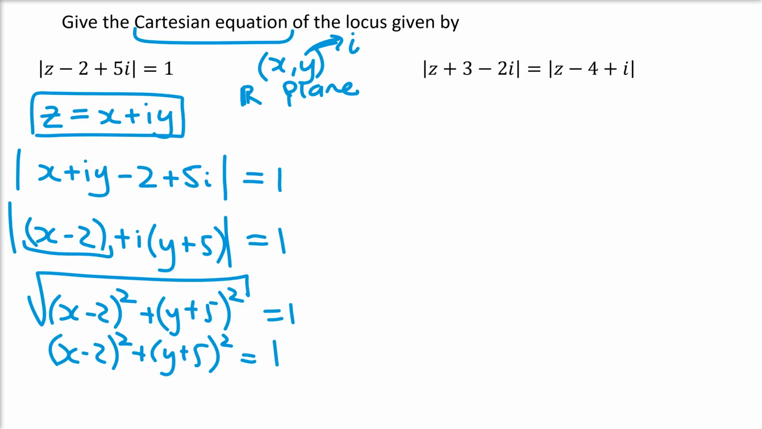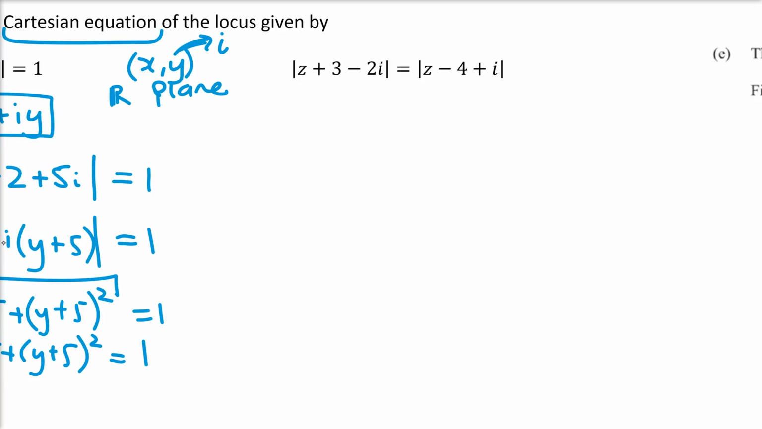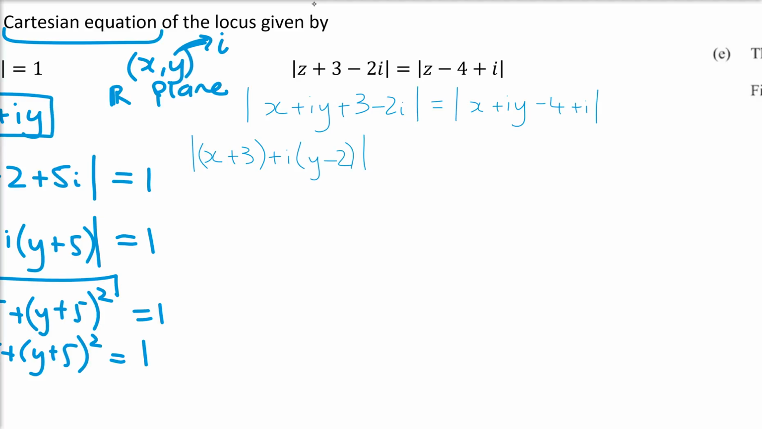So the next one is just going to be, I'll make the pen smaller so I can write a little bit smaller. x plus iy plus 3 minus 2i. So the modulus of that is the same as the modulus of x plus iy minus 4 plus i. What am I going to do next? Yeah, factorize it, put them together. So it's going to be the modulus of x plus 3 plus i into y minus 2. Happy with that step there? Equals x minus 4 plus i into y plus 1. Are you happy with that?